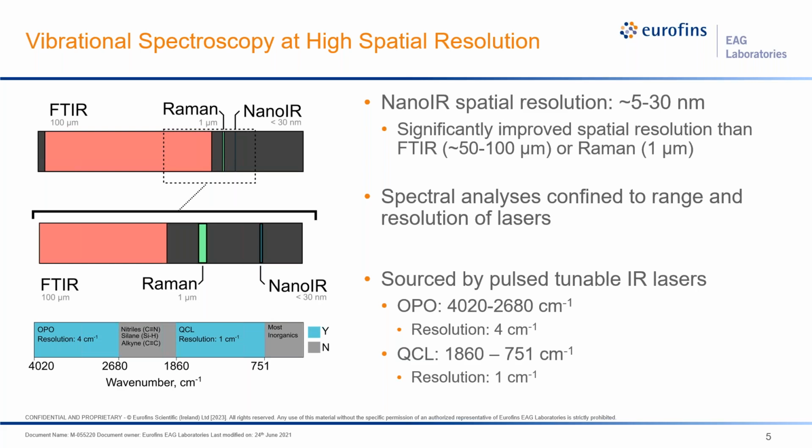And these have most of the key fingerprint bands for many organics, and we can pick up some peaks from certain inorganic compounds. But what we don't have access to, because of our spectral range, is this middle region that has a few key functional groups that might be of interest, such as nitriles, silanes, and alkynes. And then also below 750 is where most inorganics are found. So we can't access those. But anything within the range that we have access to can be probed by the nanoIR technique.